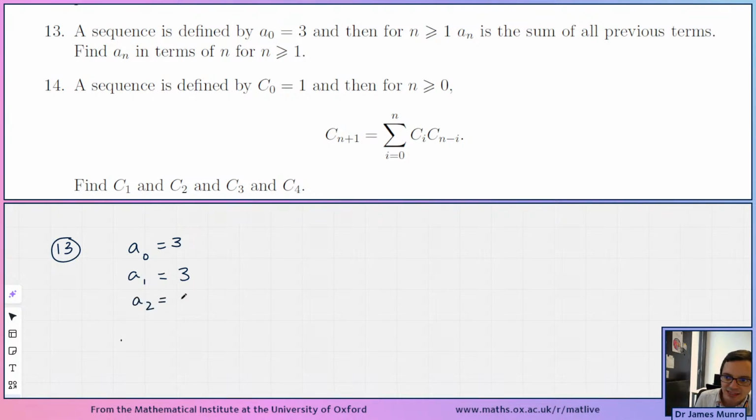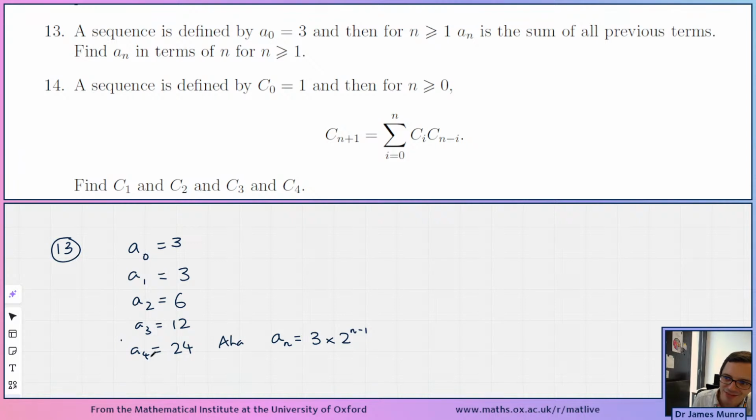And then a2 is add together all of these, which gives 6. And then a3, you add together all of these, which gives 12. And then a4, you add together all of these, which gives 24. And at that point you think, hang on a minute, these things are doubling. So I would say this is 3 times 2 cubed. So my guess is that it's 2 to the n minus 1, one fewer.